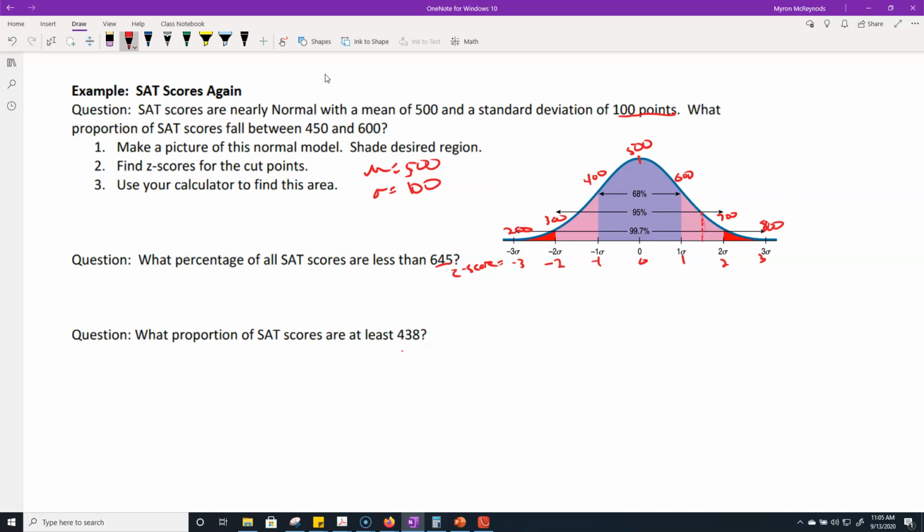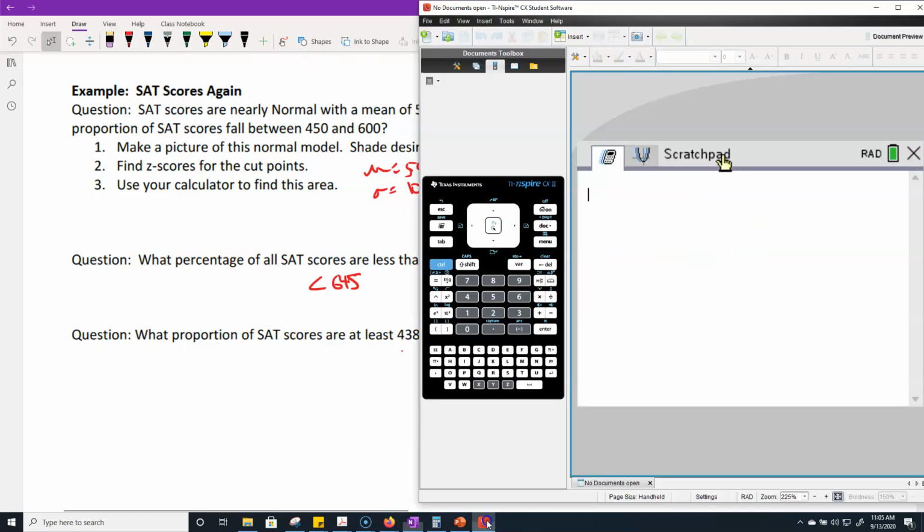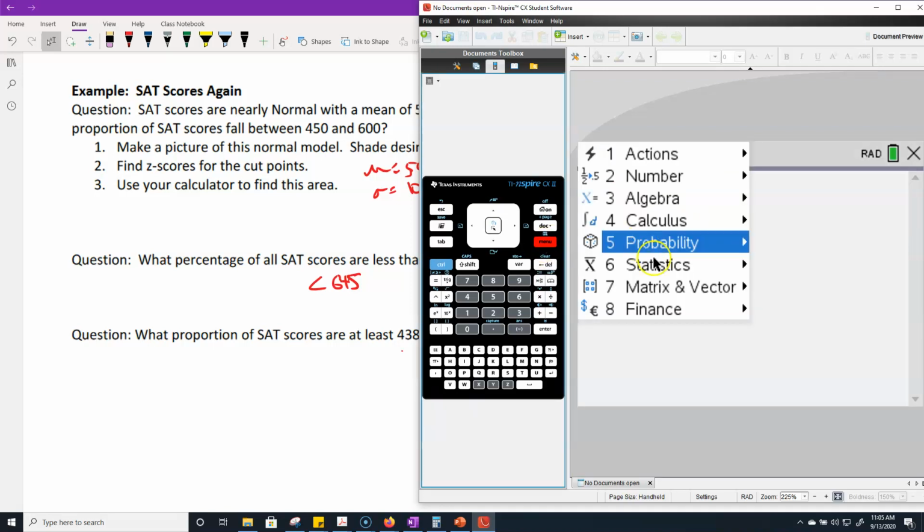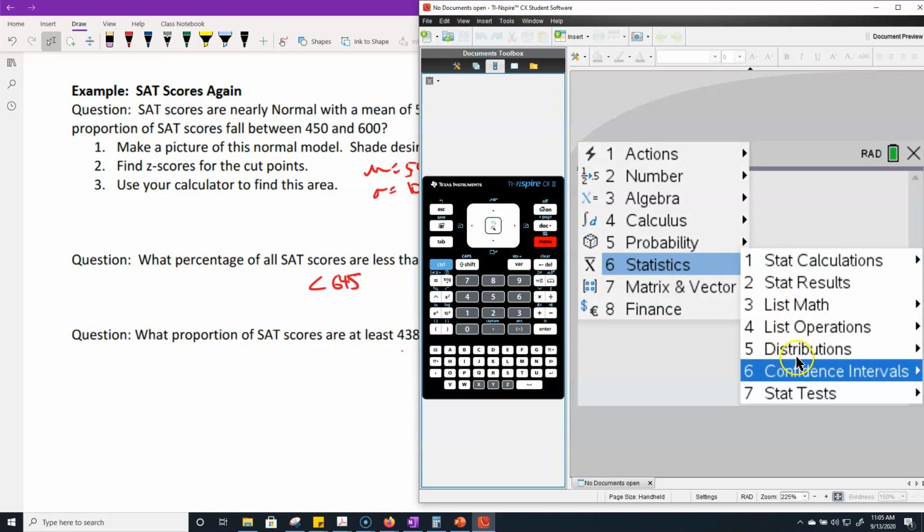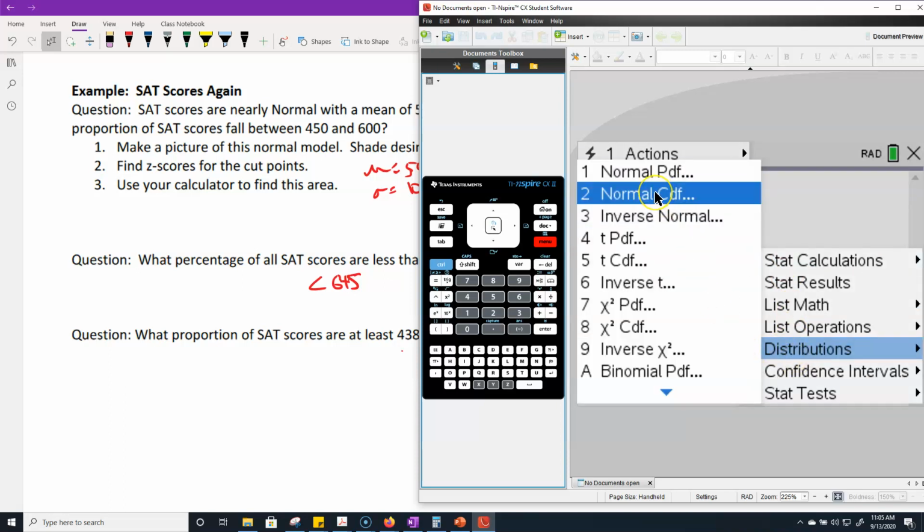So what percentage of all SAT scores are less than 645? So less than 645 means 645 or fewer, right? So less than 645. And our mean is 500 and our standard deviation is 100. So I'm going to do that in the calculator. So what I do is I pull up just a regular calculator area and I hit menu and then statistics, distributions, and this will be a normal CDF. PDF will be later on. We'll do CDF for now.